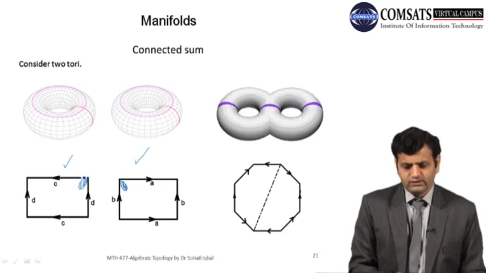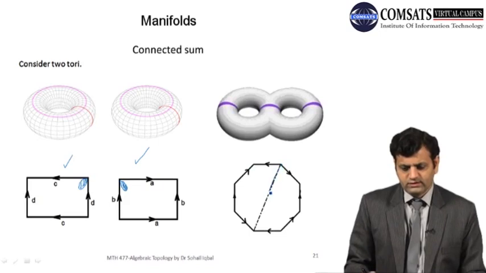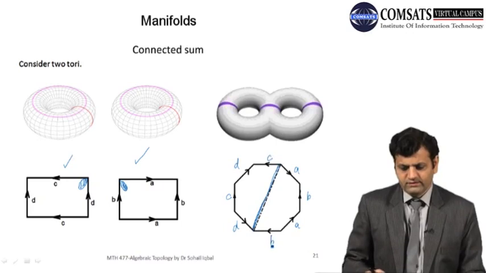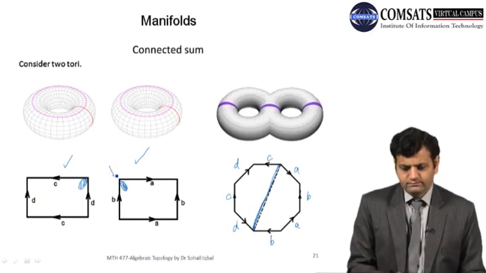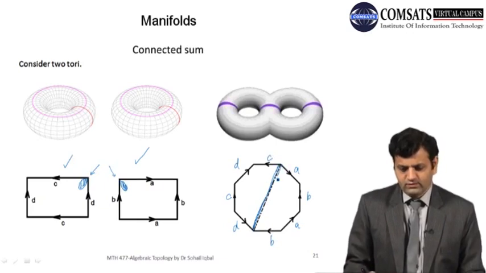So this disk is going to be along this part. Okay, so let's label the sides of this octagon. So this is the side C, this is the side D, this is the side C, this is D, this is A, this is B, this is A, and this is B. And similarly we have this disk inside the torus and it will be along this side.